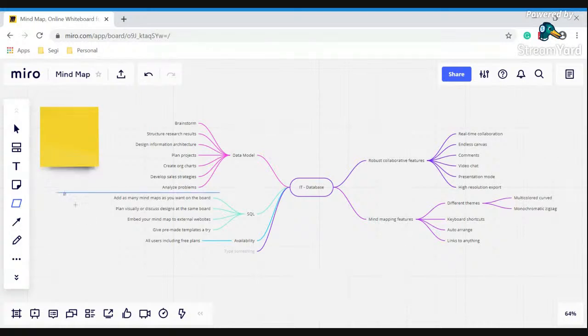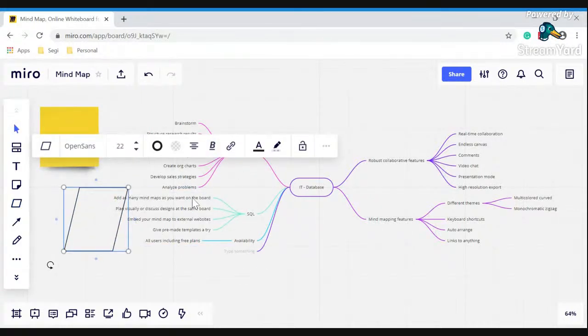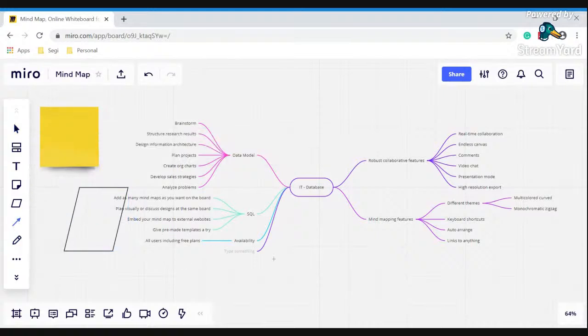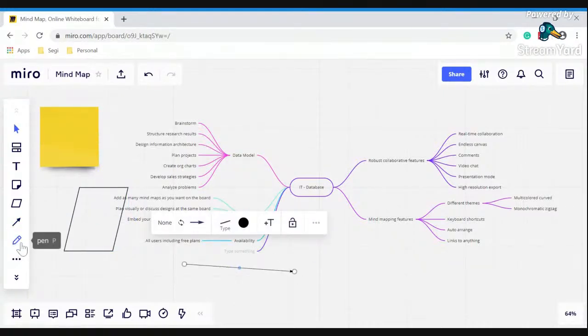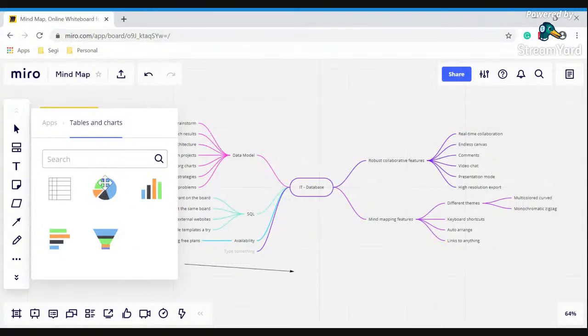You can also put some shapes, if you don't want to put only text. You can put some arrows and so on. You can use the pen here and change the color for drawing. Here you have a few types of mind map applications, not only this traditional way. You can use the table and chart, or pie chart, or line graph, bar chart, to help you.